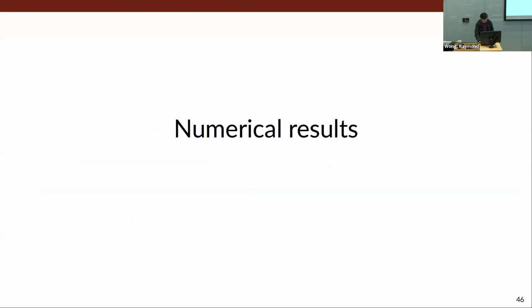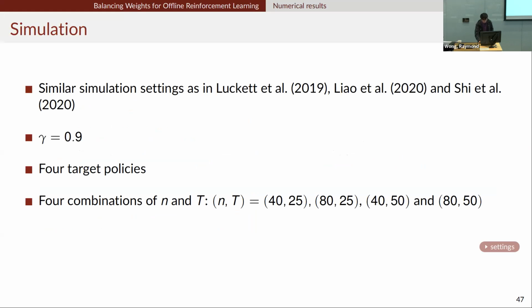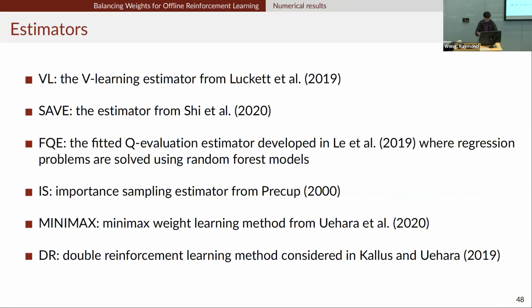So we have some numerical results. In these numerical results, we follow some recent papers to formulate the simulation settings. We focus on 4 target policies, with different combinations of N and T. We compare a bunch of methods: relearning, which is the JASA paper, and SAFE, which is the recent JRSSB paper, and then some common methods in the domain: FQE, importance sampling, marginal mass weight, and double robust. We compare a bunch of estimators.